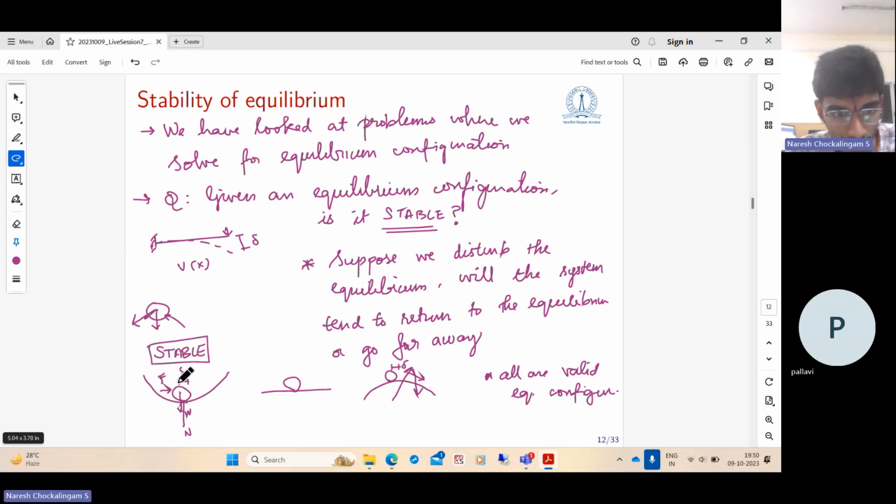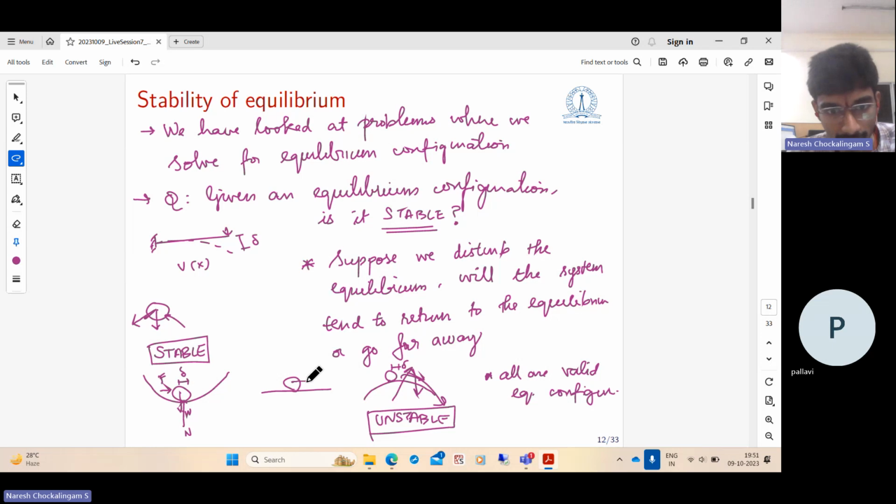Here I am disturbing it by delta, but the acceleration is in the opposite direction. Here, if I displace it by delta, the acceleration will push it farther from equilibrium. So the ball will just run away. So this is an unstable configuration. So this is an unstable equilibrium. This is a stable equilibrium.